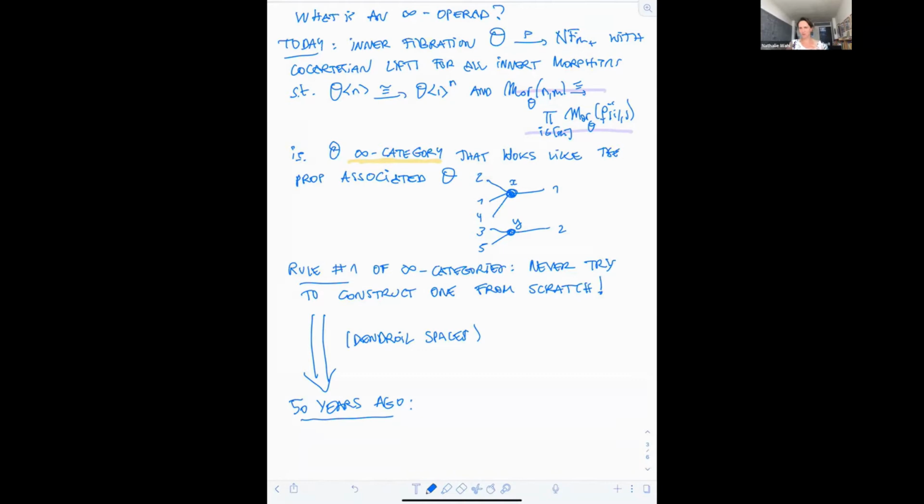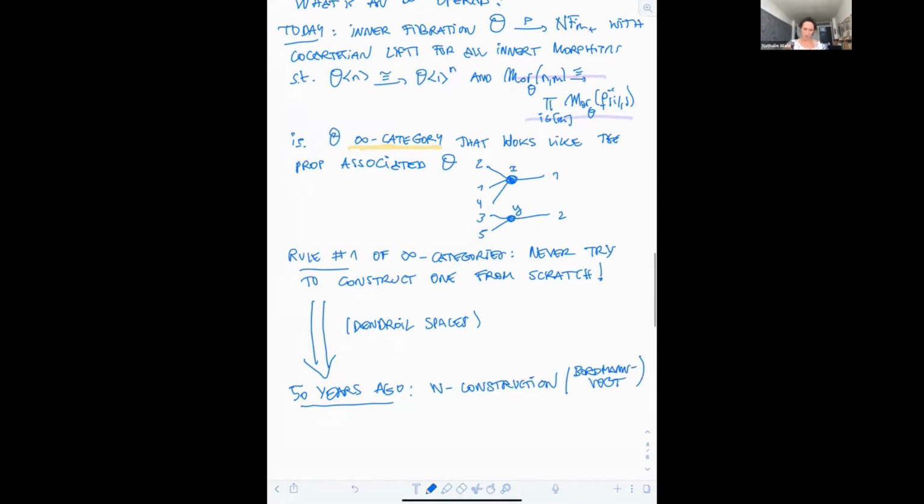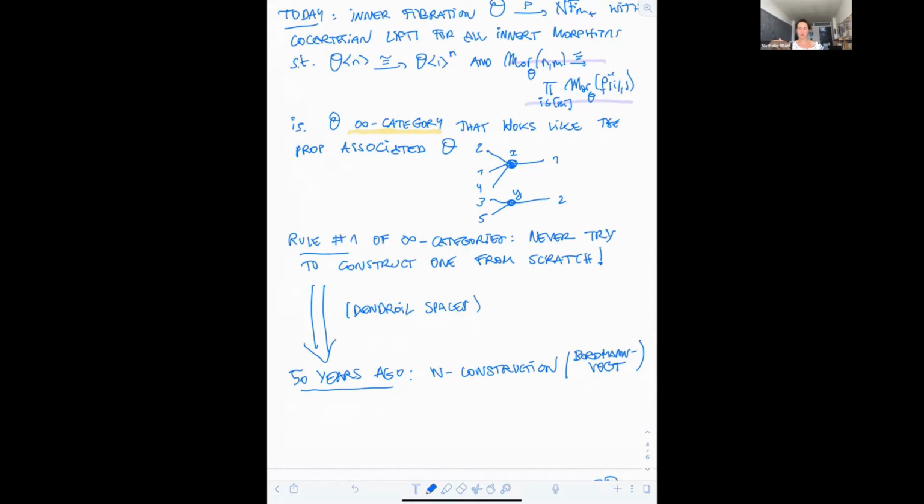Well, one standard method is this W construction of Boardman-Vogt. Anyway, the W construction is a standard construction you can apply to an operad.